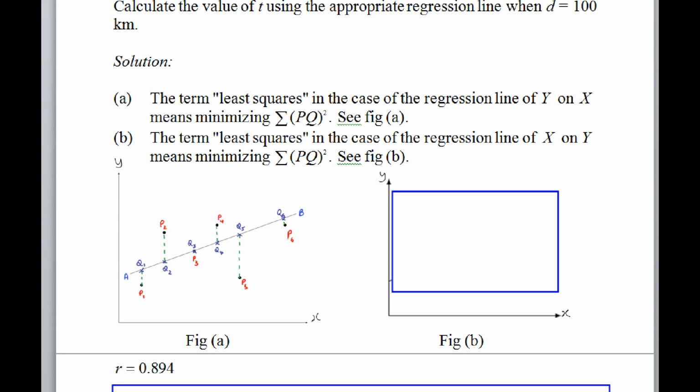In the case of X on Y, which means for you, what do you use it for? You are saying that, oh, I'm given a value of Y, I want to find out X. So you're actually trying to minimize the horizontal distance, the horizontal error. All right, so I'm quite sure you know by now. You want to minimize this P1, Q1 measured horizontally, and P2, Q2 square, P3, Q3 square, and on and on.